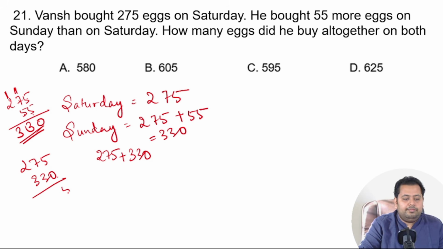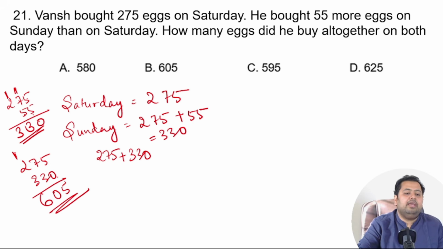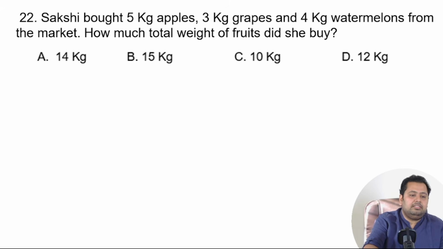5 plus 0 is 5. 7 plus 3 is 10, so 0 comes over here and 1 carries over. 3 plus 2 is 5, plus 1 is 6. 605. Option B is your correct answer. If you have got it right, give yourself a star, and we move to the next question.